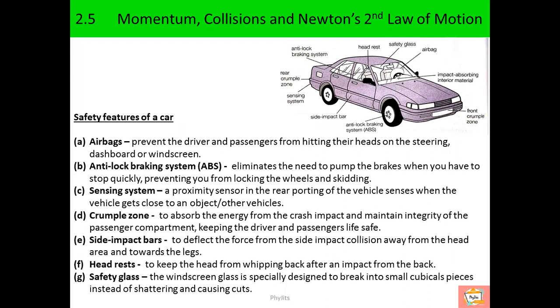Other than that, they have safety glass and headrests. The safety glass, the windscreen, is now designed not to break into pieces so fast. It breaks into small pieces, and only then does it shatter down. So that is the whole system that they created. If you are interested in doing automotive engineering, you need to know all this. You need to know how to work with all this, how to increase or delay more of the impact time.